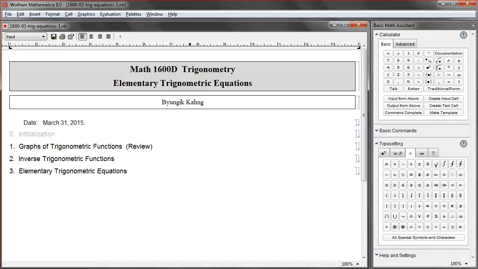Hello everyone, welcome back. This module is a little bit different from the others in that it does not correspond directly to any part of the textbook. Partly, it is a continuation of inverse trigonometric functions at the end of Chapter 5, but at the same time, it is a preview of Chapter 7, especially 7.4 trigonometric equations.